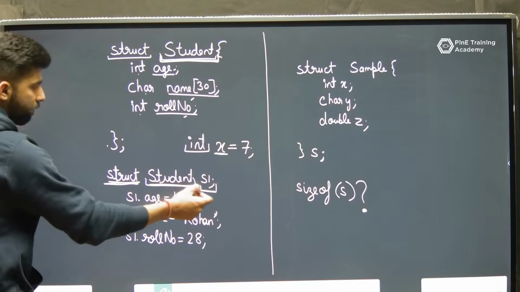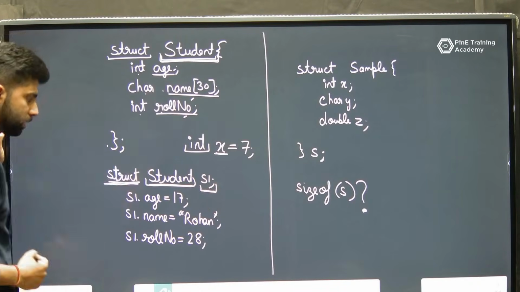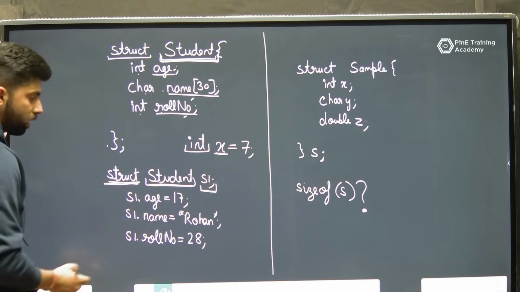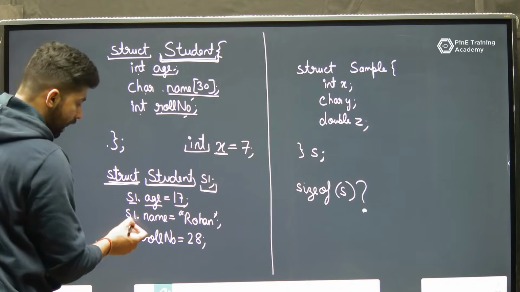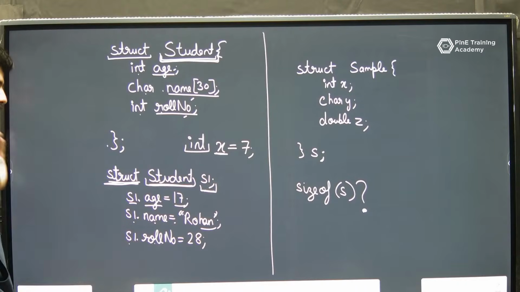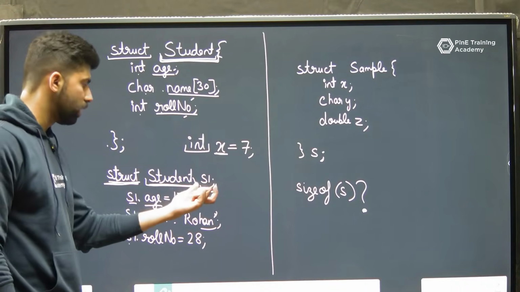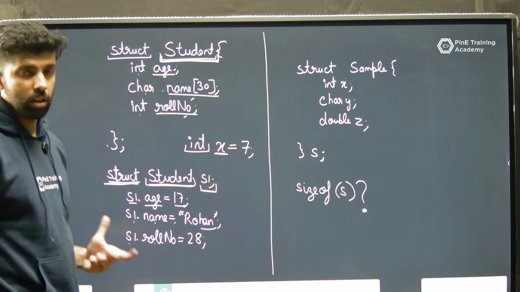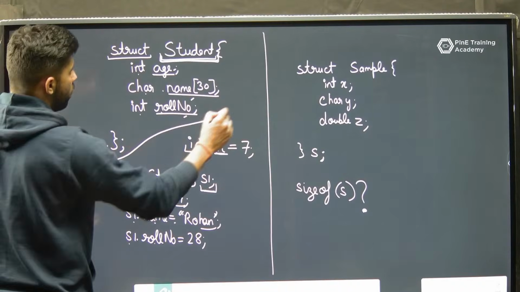Now, if we have created this particular variable, this variable will contain all three members, and we can simply access them by using this dot. So s1.age, I'm setting the value 17. s1.name, I'm setting the value as Rohan, and s1.roll number is 28. So this is how we can access or assign the values to different members of a variable which we have created using this structure.